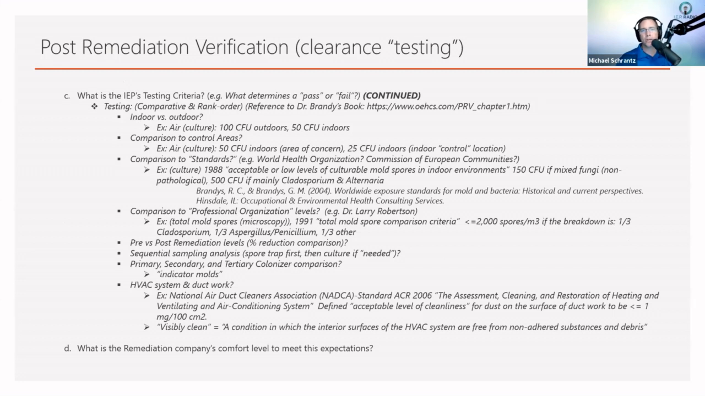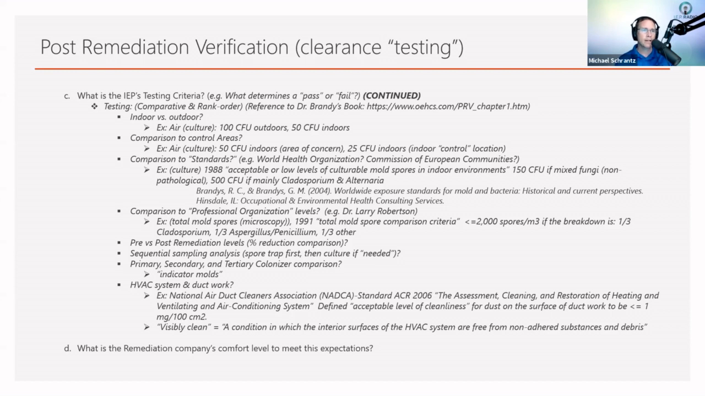So we asked earlier what determines a pass or a fail. And there's different ways of comparing environmental samples. And I want to reference, again, Dr. Brandy's book that I mentioned earlier, Post Remediation Testing and Verification for Mold and Bacteria. He has a 5th edition out. I am looking at the 4th edition right now. He mentions what a lot of us are already familiar with, but just to explain for those, especially listening only, there's a lot of times there's indoor versus outdoor comparison.